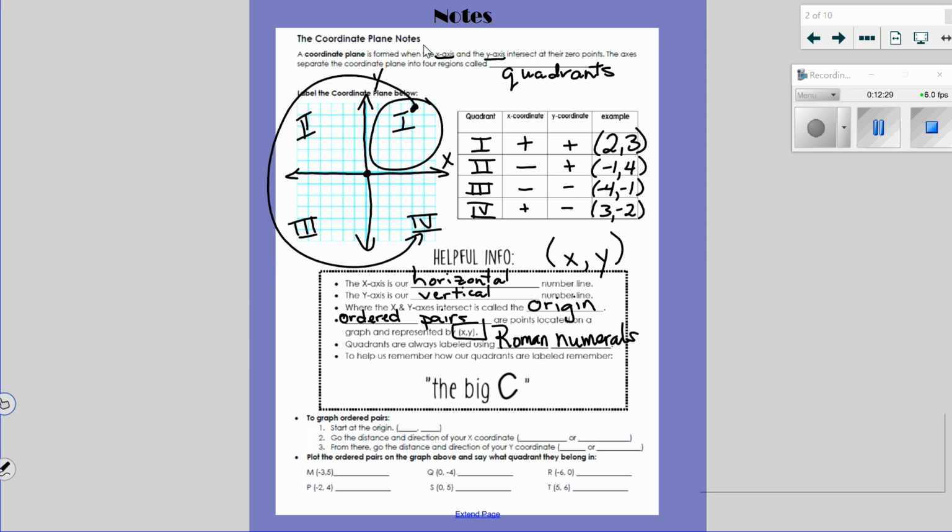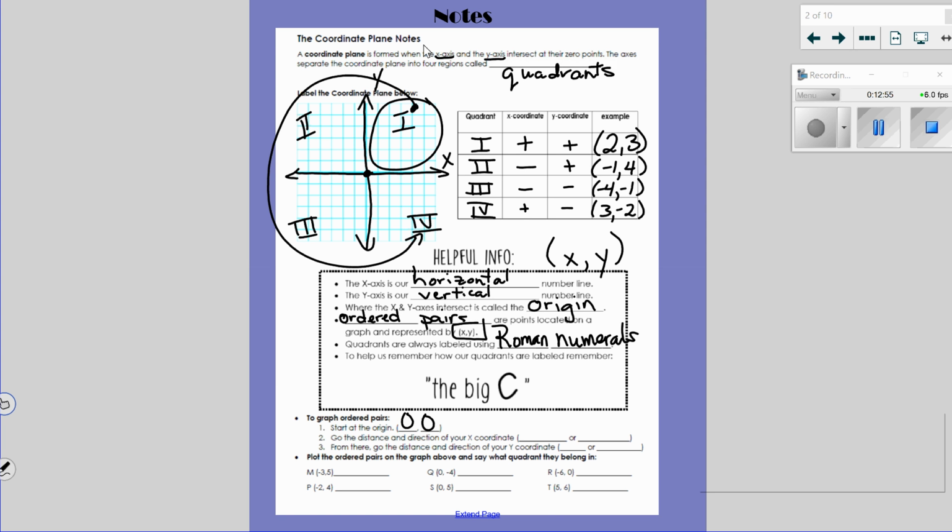The very first thing I do if I'm going to graph a point is I take my pencil and I put it right here at origin. What ordered pair shows origin? 0, 0, because it's where those two number lines intersect. So I'm not going up and I'm not going left, right. Not going up, down, not going left, right. It starts right here.